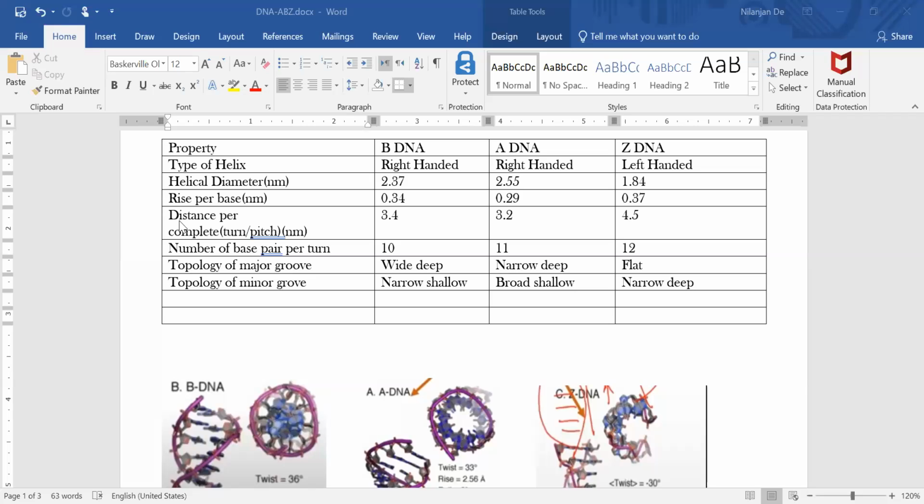Okay, distance per complete turn. One complete turn or pitch, one complete twist that is there. The distance or the length you can say is 3.4 nanometer here, 3.2, and because there is more rise in the bases, it is 4.5. All right. Now, A and Z, we will see the design or approximate diagram and illustration in the below image.